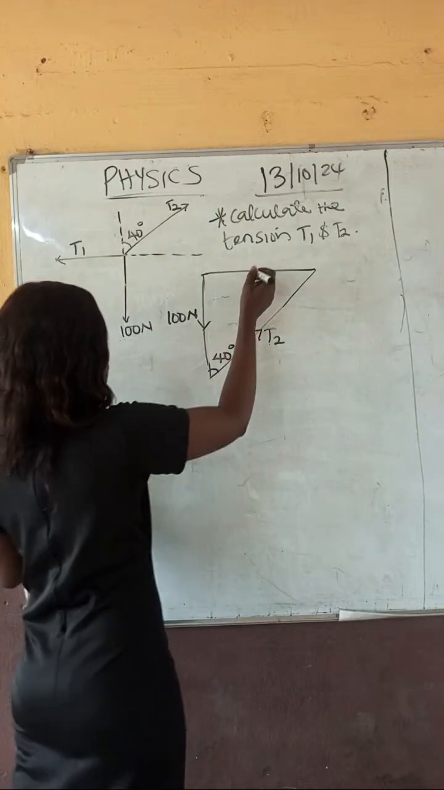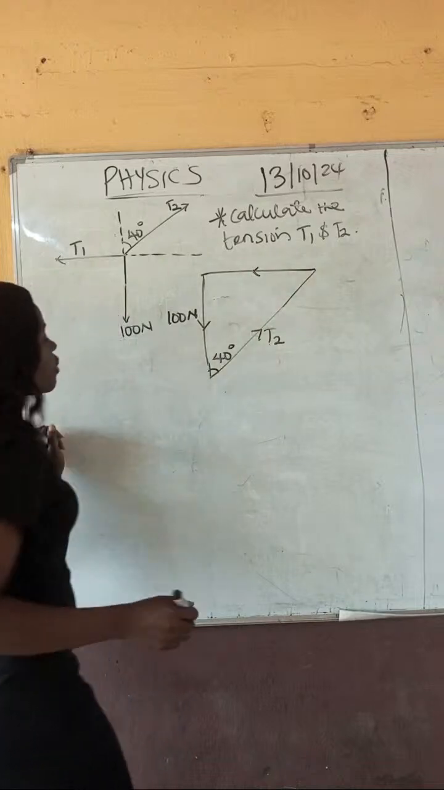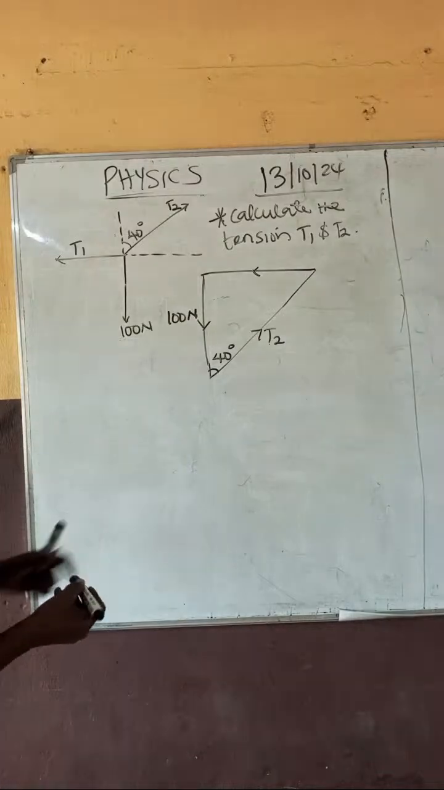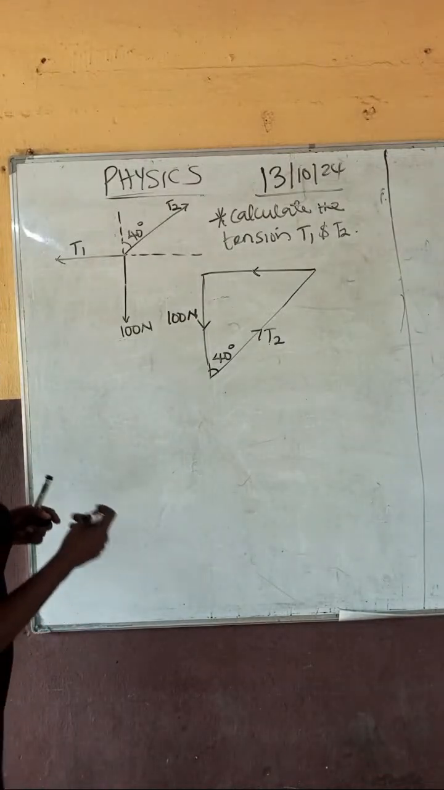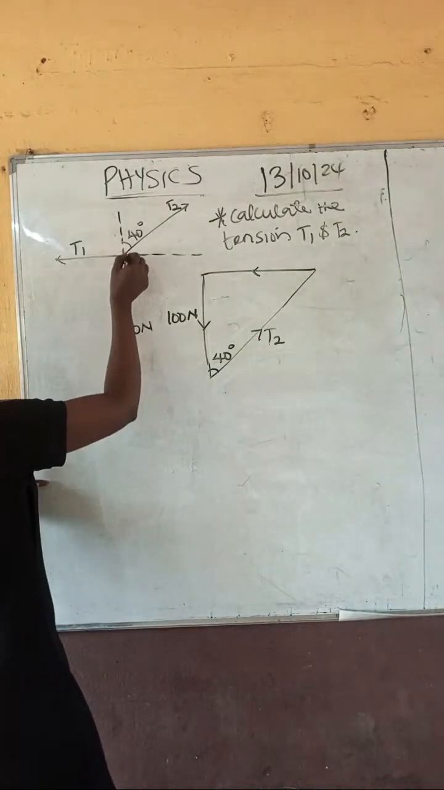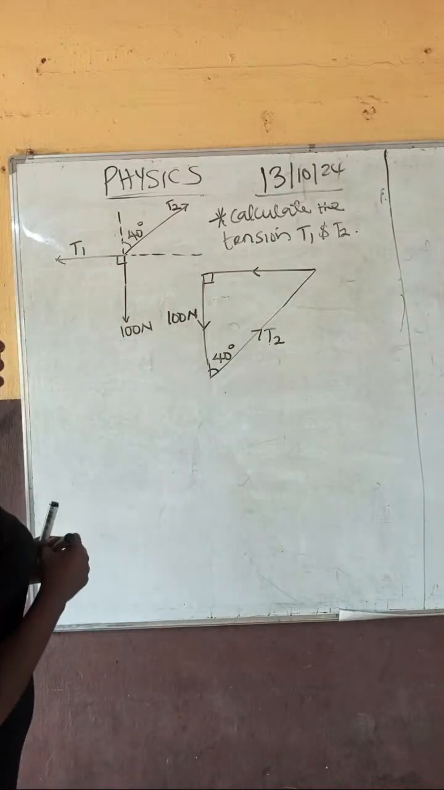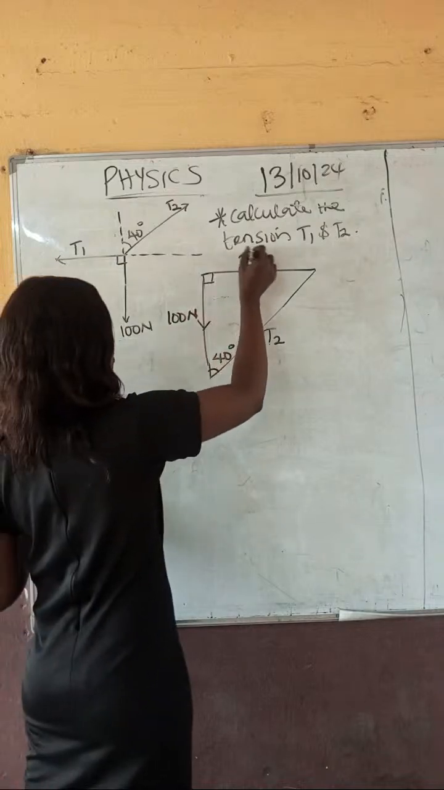Alright, so that becomes my what? My T1. Remember the direction of the arrow. The arrow is going this way, so we must follow the direction of the arrow. Then T1 and 100 Newton make an angle of what? Right angle. That becomes this. Is that okay? Now this is my T1.